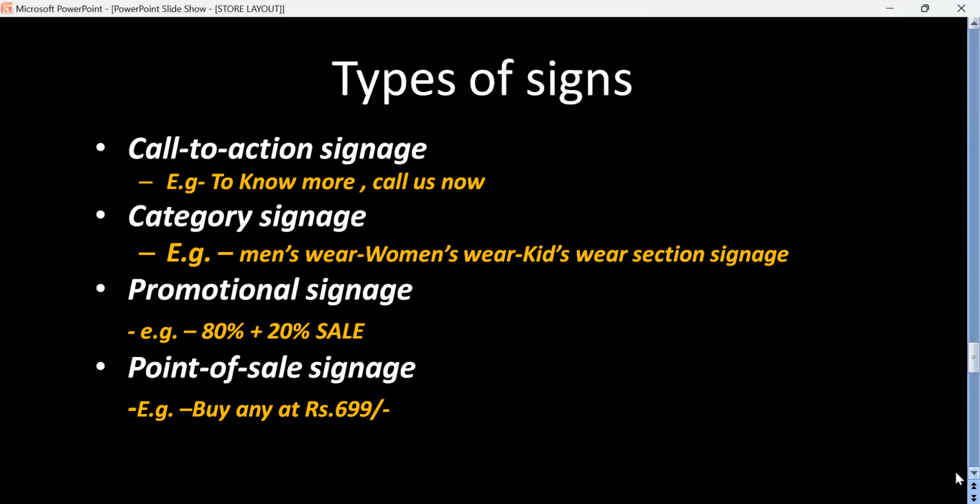And point of sale signages are there. Point of sale signages are basically put at the store point where the sale is actually happening. You must have seen examples like buy any at rupees 699, or buy two at rupees 299, or buy three and get one free. All these are point of sale signages which are used at that product place only, that location only. And these are the four types of signs which are used in a retail store.